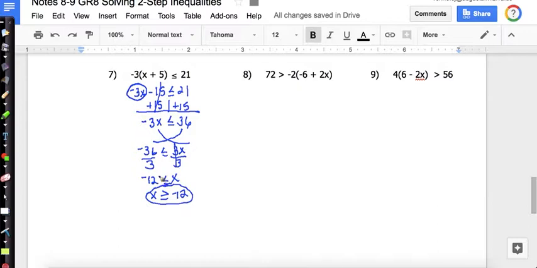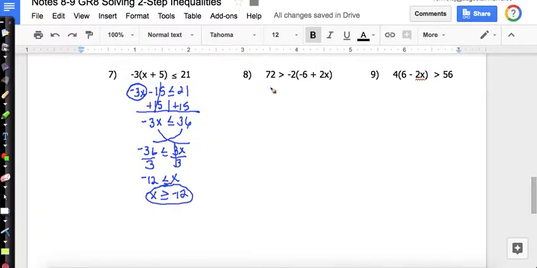Now, it's okay to leave it like this as your final answer, but the reason why I'm writing it with the variable on the left is it's much easier to graph it this way, because we always read it from the letter. So x is greater than or equal to negative 12. If I leave it like this, I might end up shading the incorrect way.